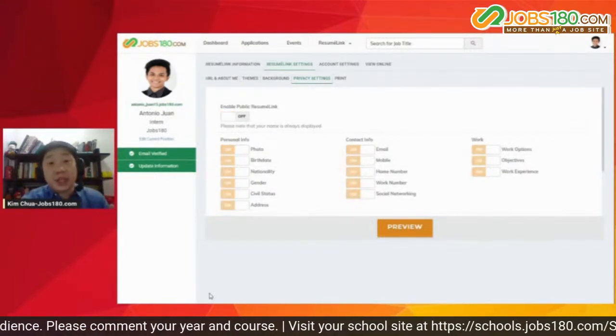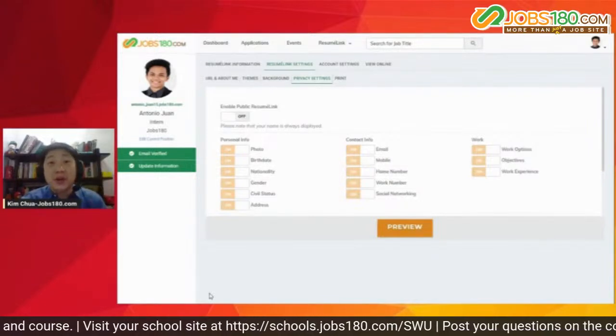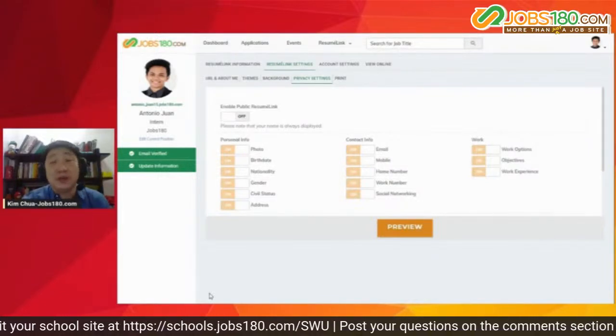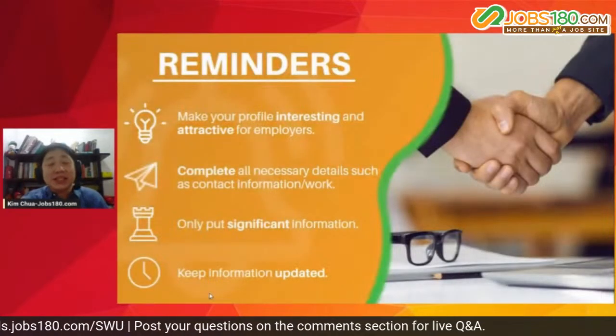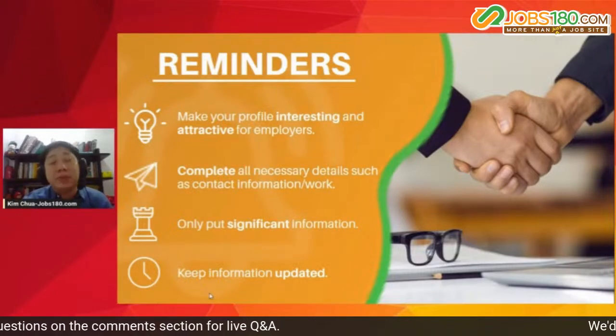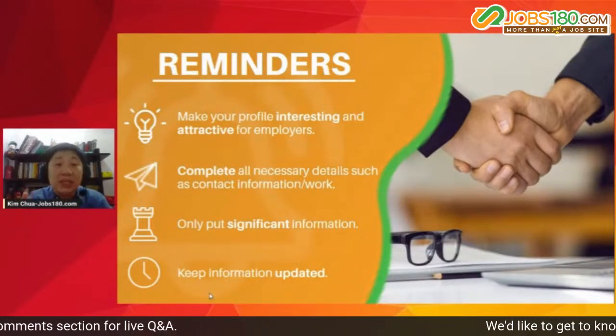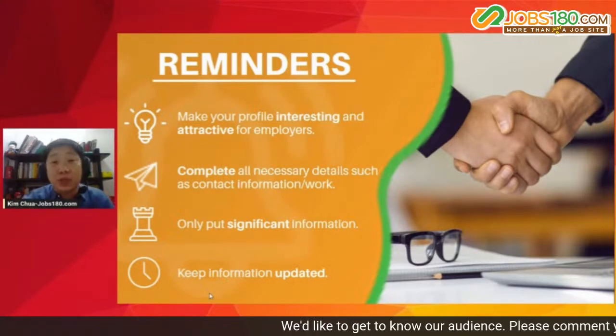If you want to turn off everything, then okay lang, you can just turn off the button. Enable public resume link, off. Wala nang lalabas sa public, kahit na anong information. Okay? So, yan ang re-remind ko sa inyo. This, the second step is for you to complete the information, and in doing so, please make sure that your profile is interesting, diba? Yung information mo kompleto at updated ang details nyo para mabilis kayo makontak ng mga HR.